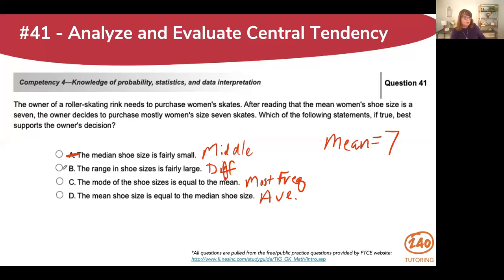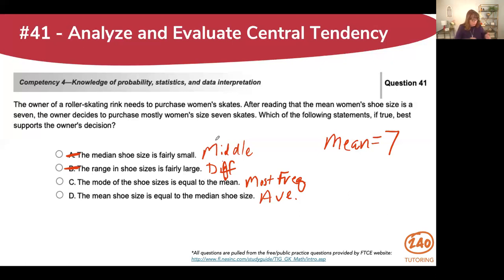The range of the shoe size is fairly large. That's not very helpful. The mode of the shoe size is equal to the mean, okay? So here's the thing. If I were going to buy shoes and I owned a roller skating rink, I wouldn't even look at the mean. I would look at which one is needed most often.